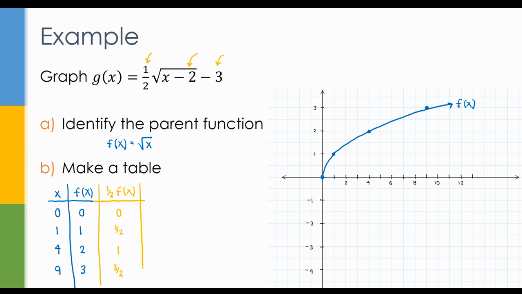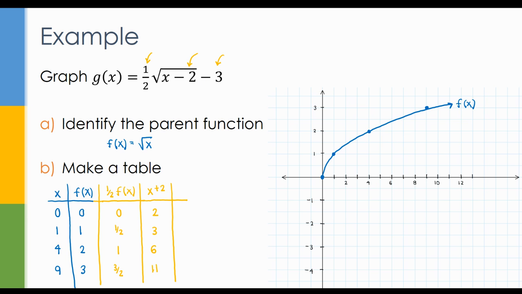All right. I want to look at the number that is underneath that radical that is dealing with the x's, but remember I want to do the opposite. So instead of subtracting 2 from the x column, I'm adding 2. So 0 plus 2 is 2, 1 plus 2 is 3, 4 plus 2 is 6, 9 plus 2 is 11. And then finally, we've got our 3.